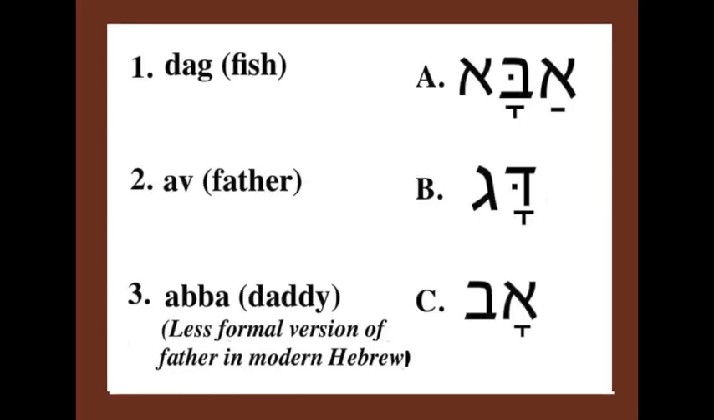Okay, now it's your turn to do some reading, some practice. Let's look at these three words. You've had the first one, dag, fish. The second one, av, father, is found in the Torah or Tanakh, sacred writings. The third one is abba, daddy, our father. It's used in modern Israel today. So look at the three Hebrew words. Which of those is matched with number one, dag, fish? Take a minute, and you can pause this if you like.